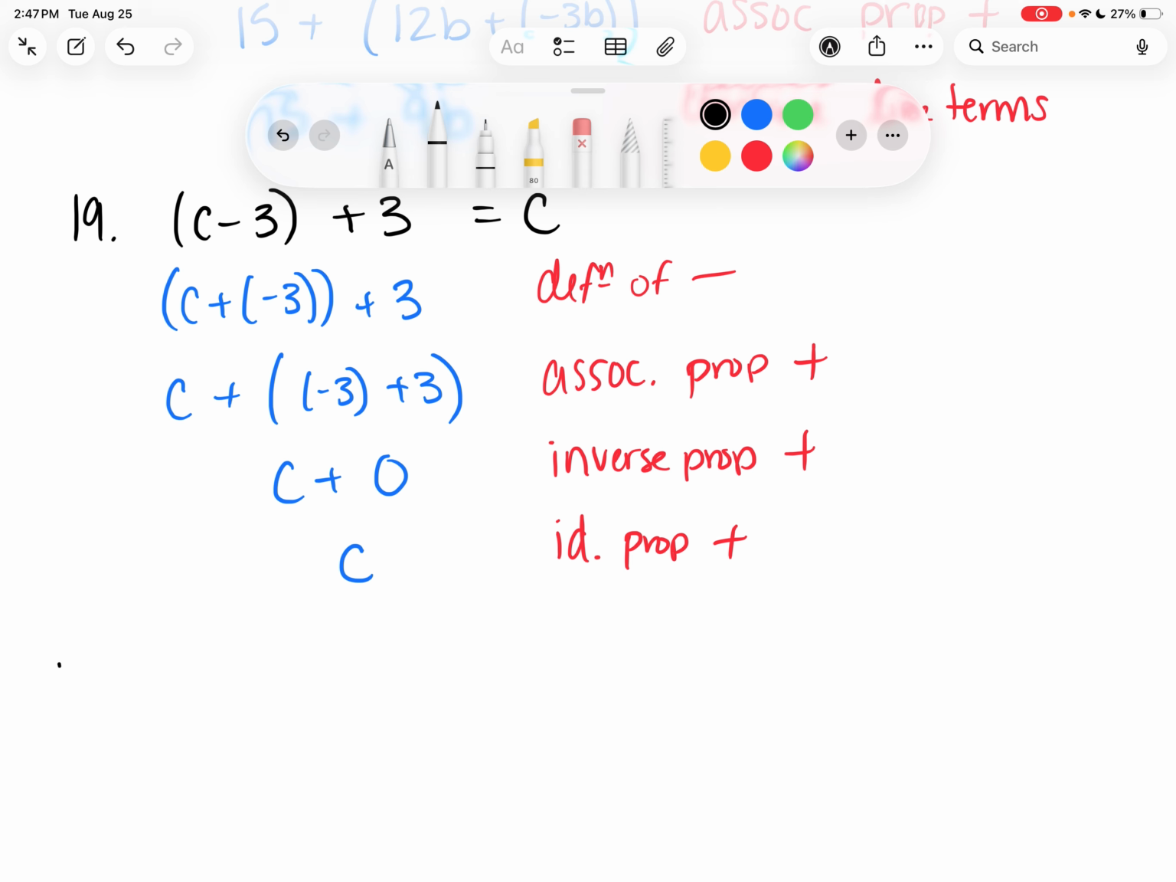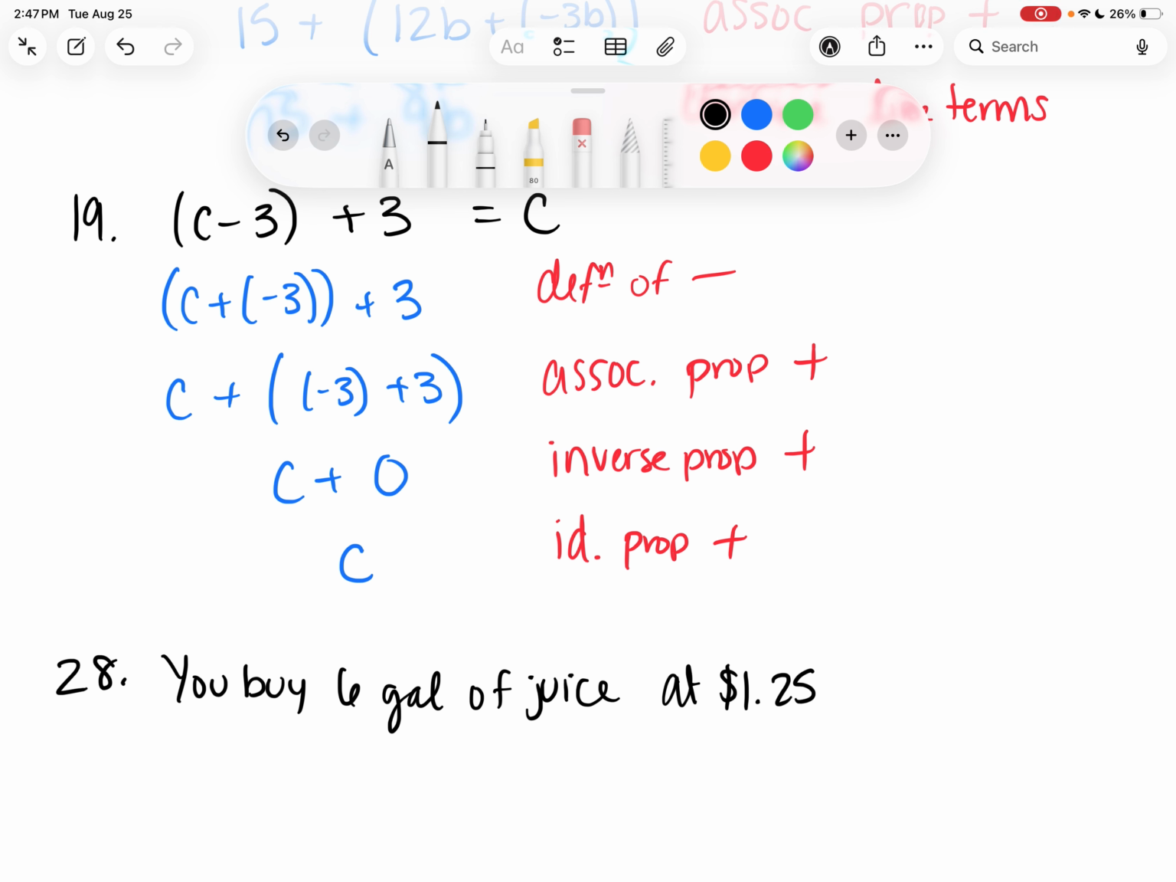28. You buy 6 gallons of juice. Couldn't tell you why. I don't know who needs that much juice at a time. At $1.25 per gallon. What is your total cost?